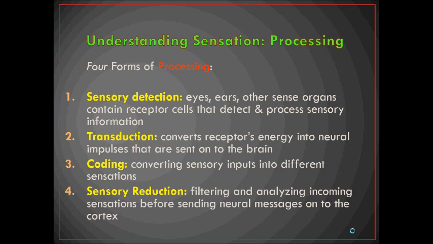Coding converts sensory inputs into different sensations. So actually being able to convert some of what you're feeling or seeing and being able to feel it and see it in unique and particular ways. And lastly, sensory reduction occurs when you filter and analyze incoming sensations before sending the neural messages on to the cortex. So if we were to sense everything in our environment, we may become overloaded with information. The brightness of a room and all the colors that you might see on a television, but also within your periphery, people walking back and forth.